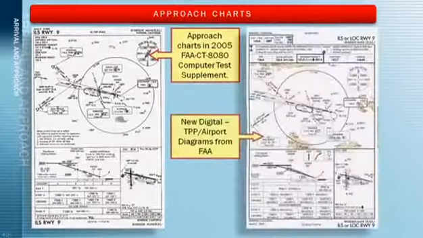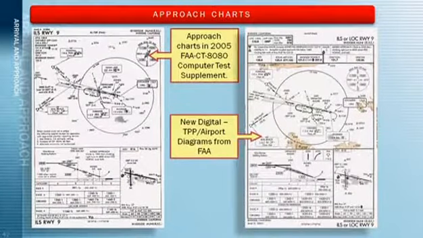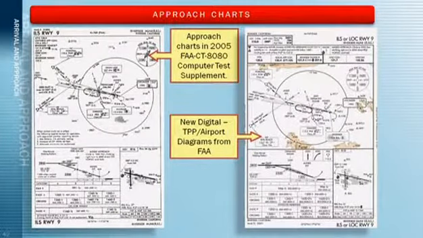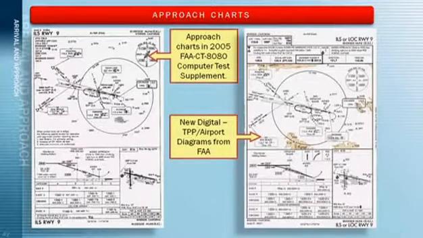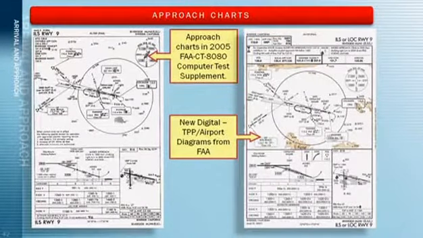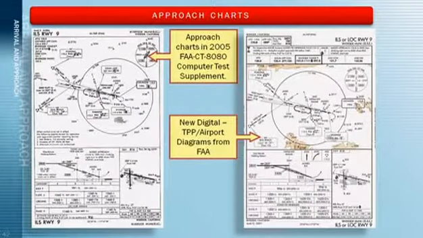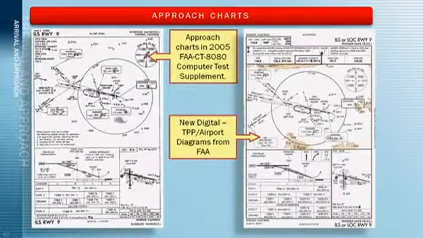The new digital TPP airport diagrams from the FAA are currently used. Note that they are very similar. For this course, we will study the newer charts. The instrument approach procedure is also referred to as an IAP. These IAPs are used during the instrument approach. Some aspects are the same on every IAP chart.